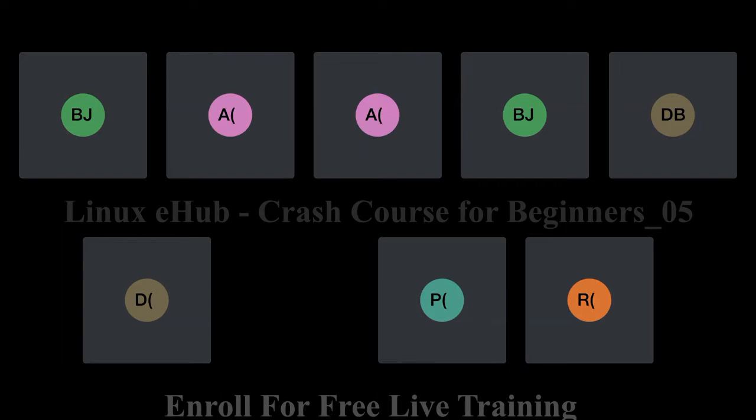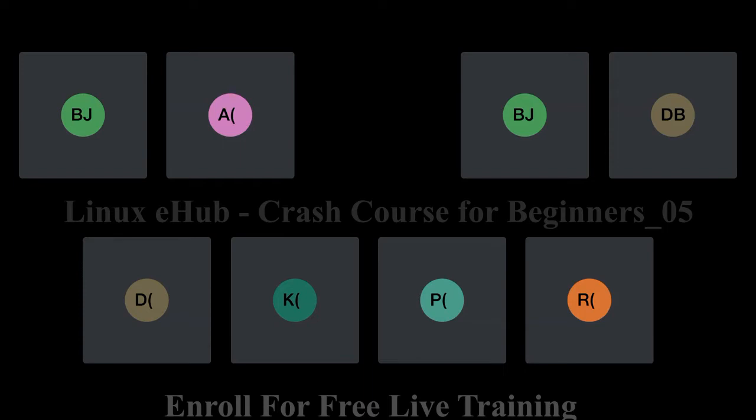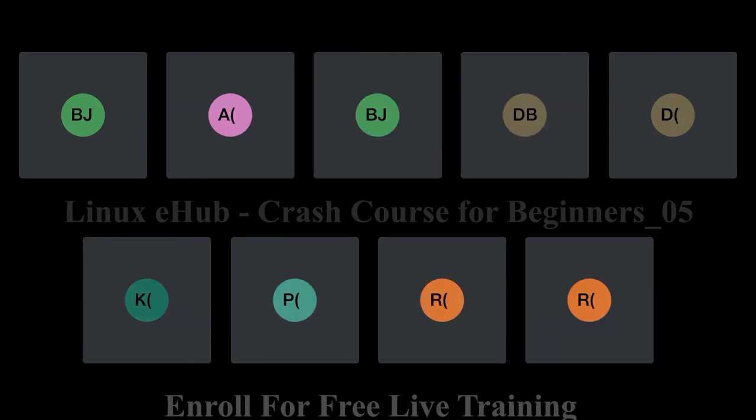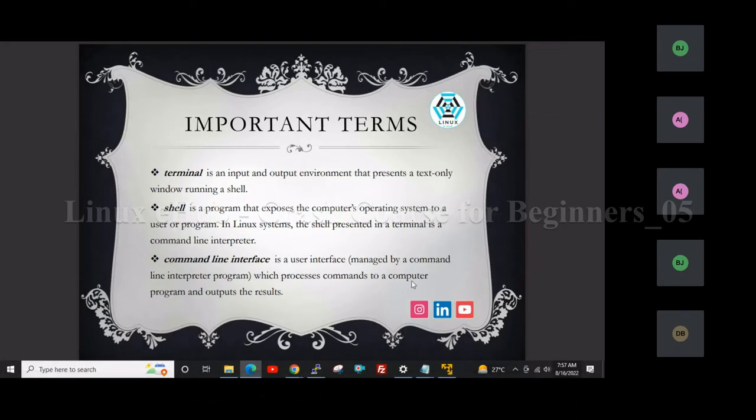Important terms. Terminal. What is a terminal? Terminal is an input and output environment that presents a text-only window. Shell is a program that exposes the computer's operating system to a user or program. In a Linux system, the shell is presented in a terminal, a command line interpreter. Now visible? So the command line interface is a user interface managed by a command line interpreter program, which processes commands to a computer program and outputs the result.